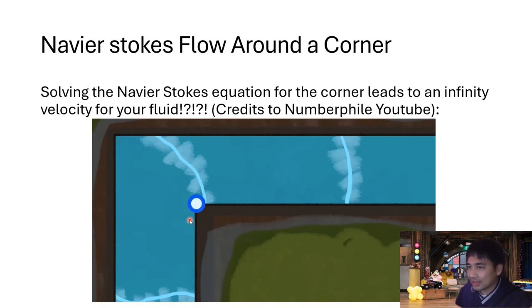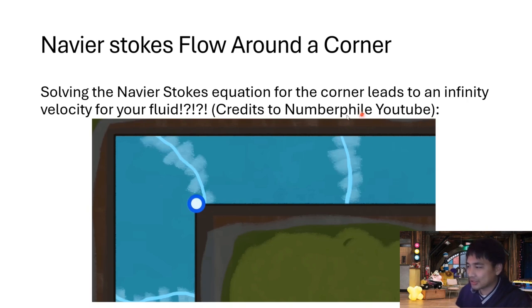So, like this example here, a Navier-Stokes flow around a corner. Solving the Navier-Stokes equation for the corner of this water flowing through this canal leads to a velocity of infinity at this specific corner. If you solve the Navier-Stokes equation for this model and find the velocity for this 90 degree corner, you're going to find that the velocity is infinity, which is not right. And mathematically, we don't really know why, and the proof behind it.